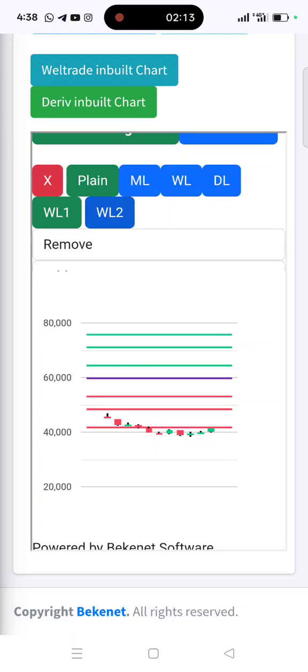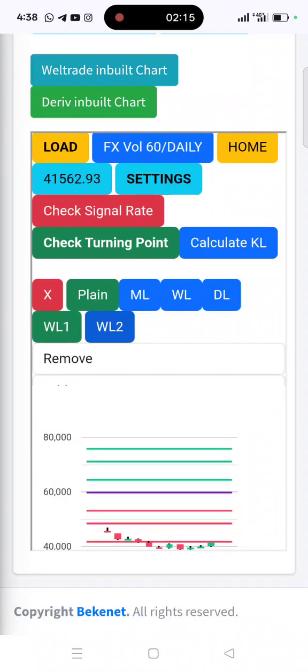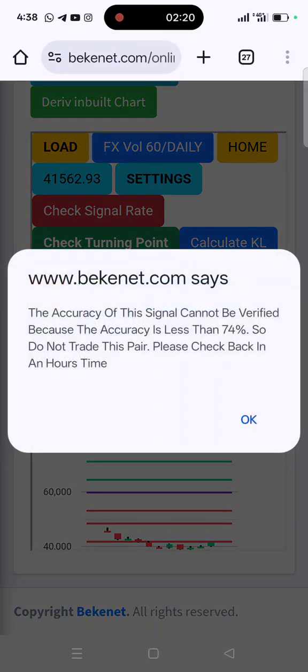Okay, so now I want to check something else. Let me check the signal rate. So let's check the signal rate. I click on it. Signal rate. Okay, so the accuracy of this signal cannot be verified because the accuracy is less than 74. So do not trade this pair. Please check back in an hour.